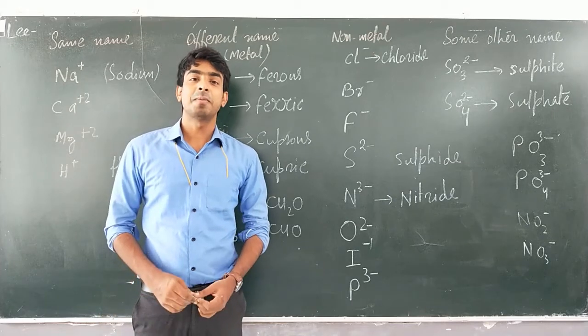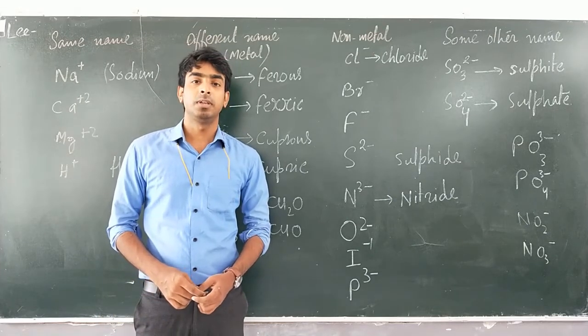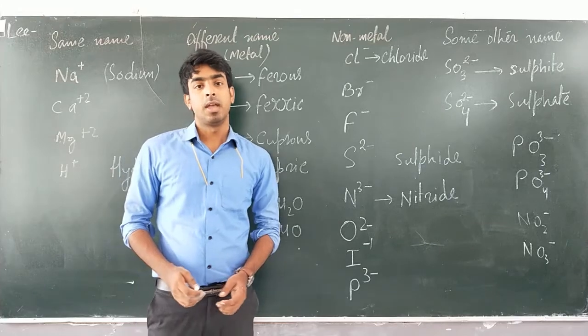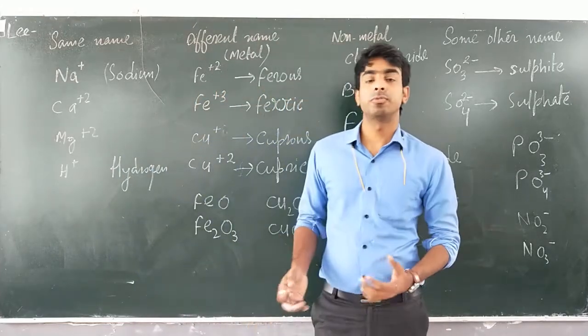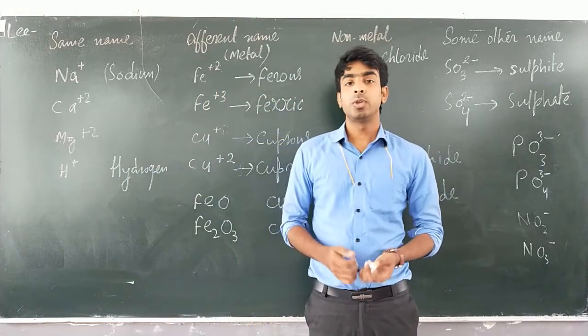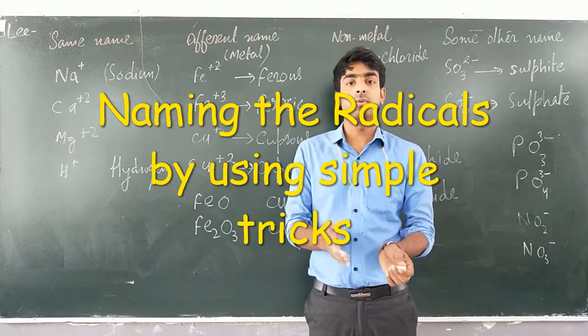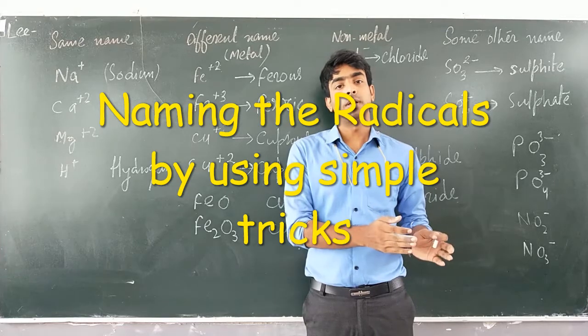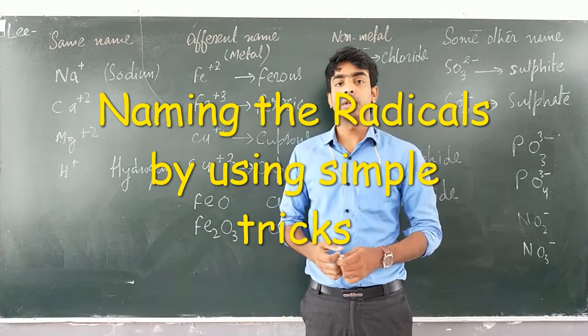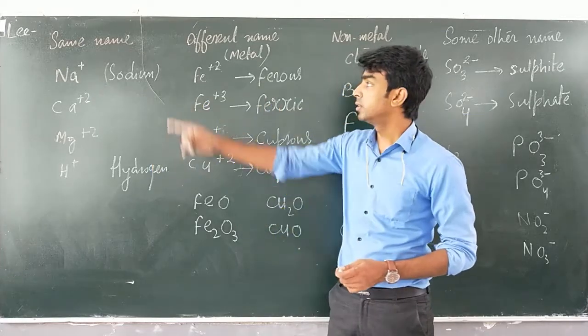Hello everybody. If you remember, the last time we discussed chemical formulas and radicals, and we understood how many types of radicals there are. Today we're going to talk about how to name the radicals, or how we will remember which kind of radical has what kind of name. Okay, so first we will start from here, the same name.